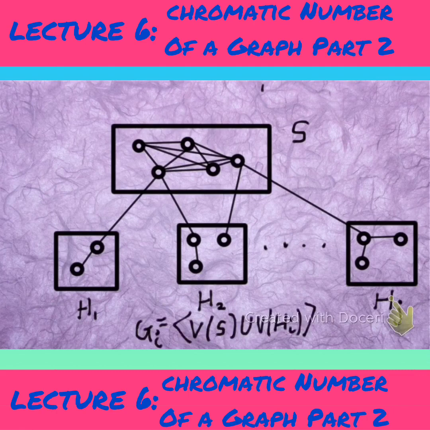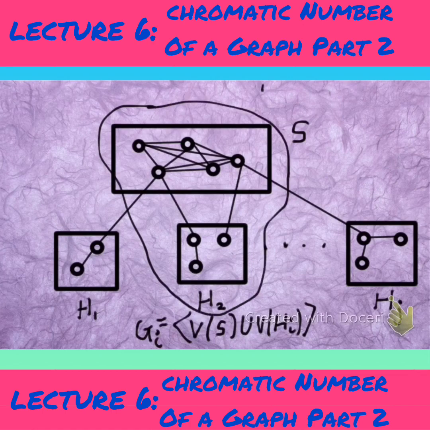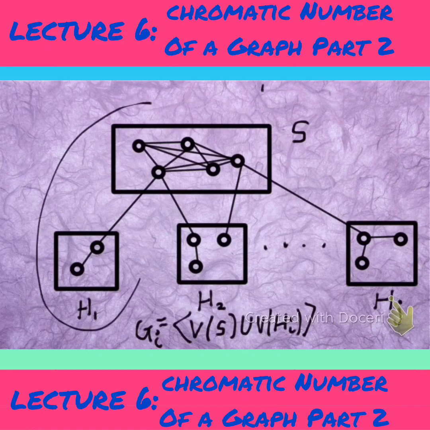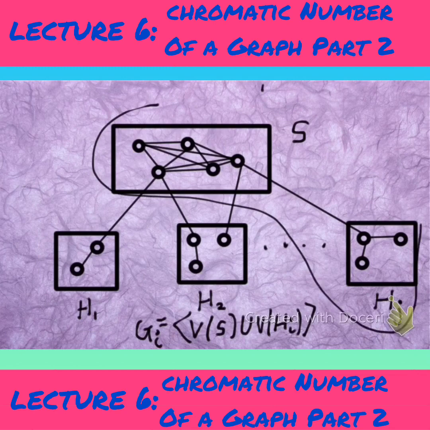Right, so let's define G subscript i as the subgraph induced by the vertices of S union with the vertices of the ith component. So G2, for example, will be this graph here. G1 will be that graph there, and Gj will be that graph there. Okay, now, we know that G is critical.